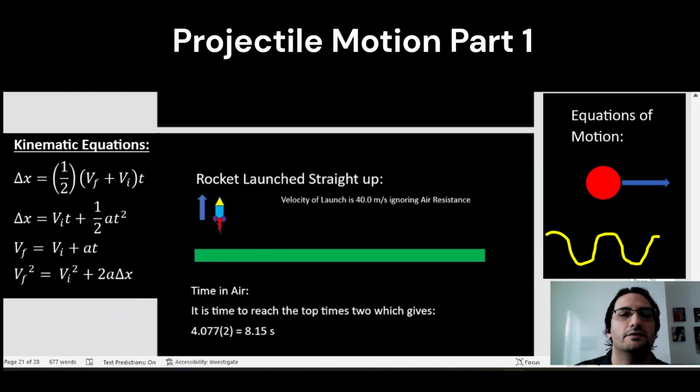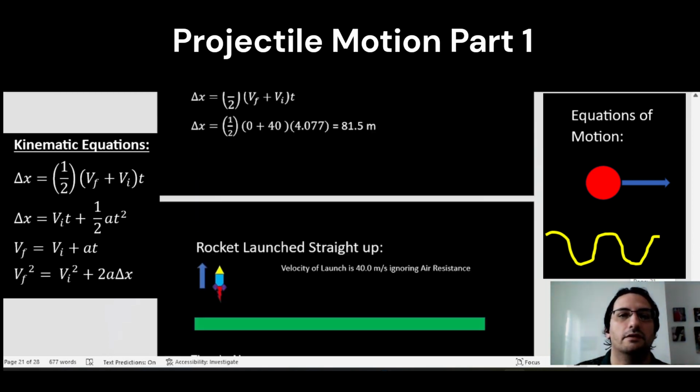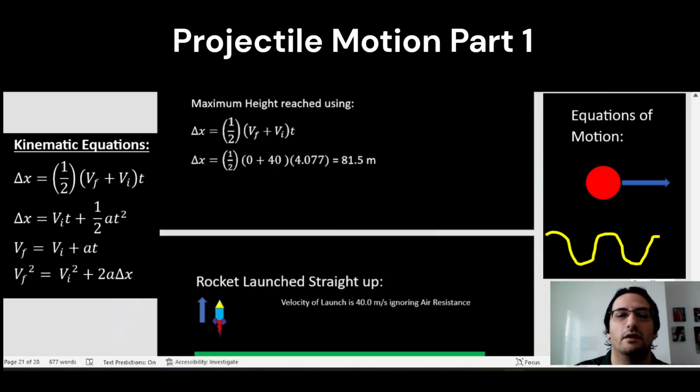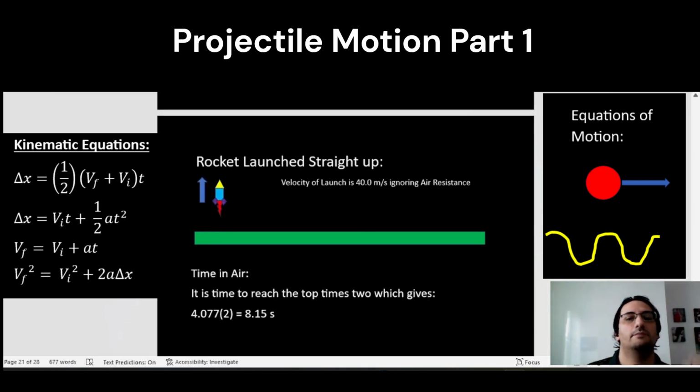Now, this time is the time to reach the top. Time in air will be the time to reach the top times 2, because it's perfectly symmetrical. The same amount of time that it takes to go up, it takes to go down. So you multiply the time to top by 2 and you get 8.15 seconds.